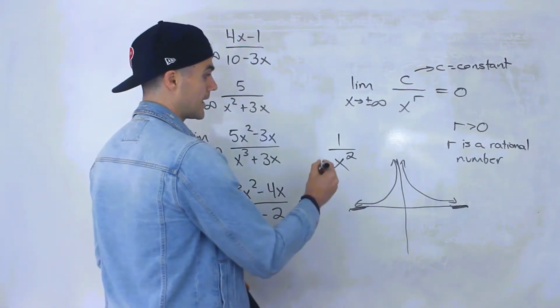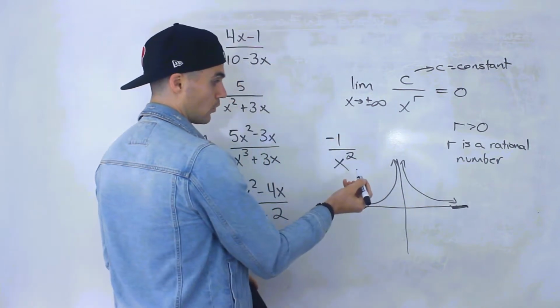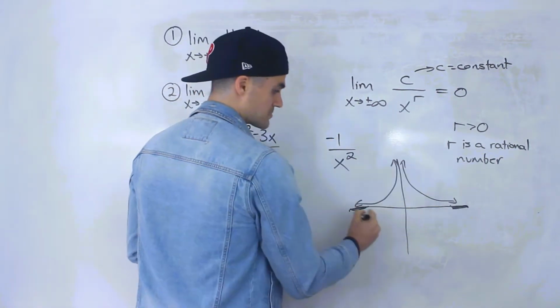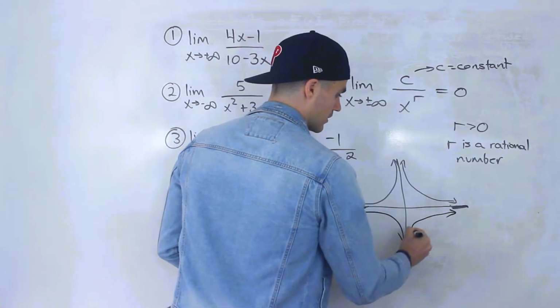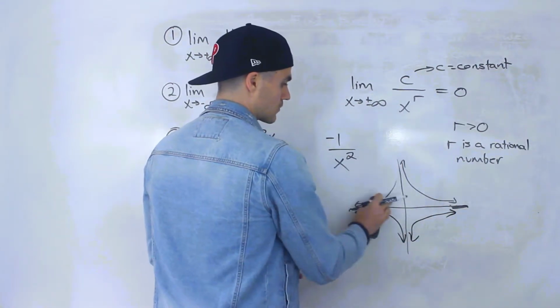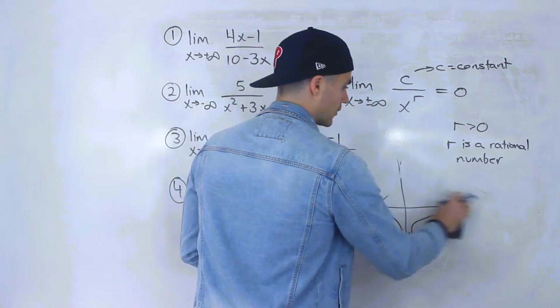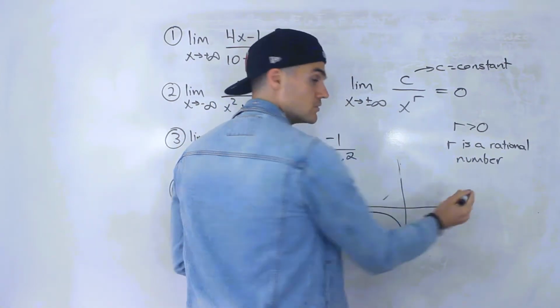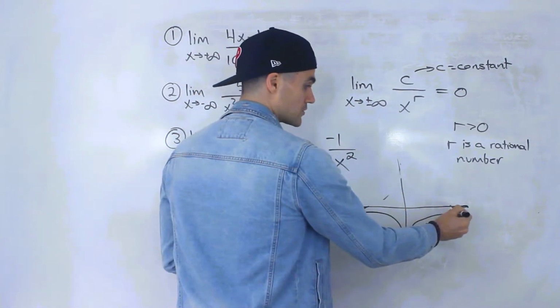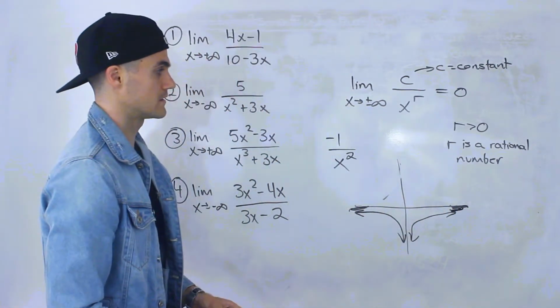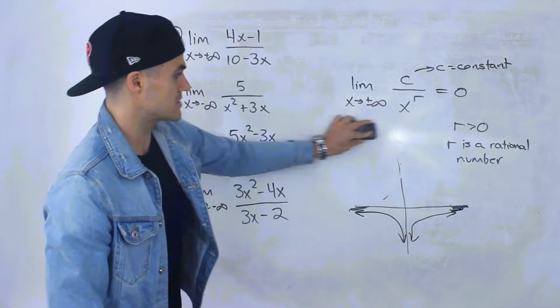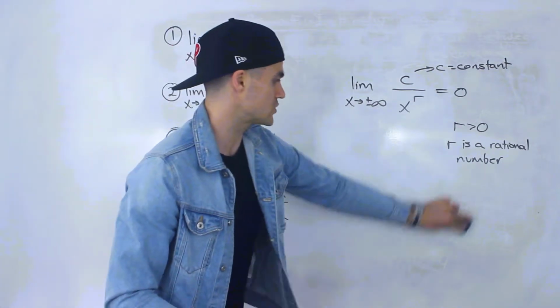What if we had -1 over x squared? Well, this graph would just be flipped. So it would be going that way. So we would erase these here. And notice, same thing. As x goes to positive infinity, the y value is approaching 0. As x goes to negative infinity, y value is approaching 0. Right? So this property is always going to work out.